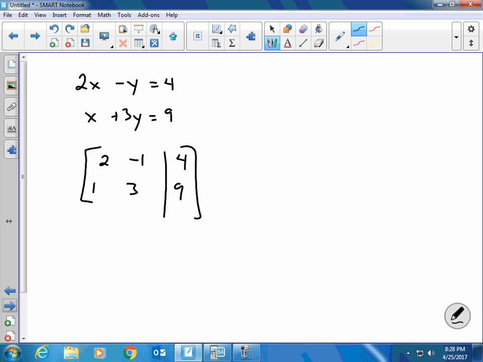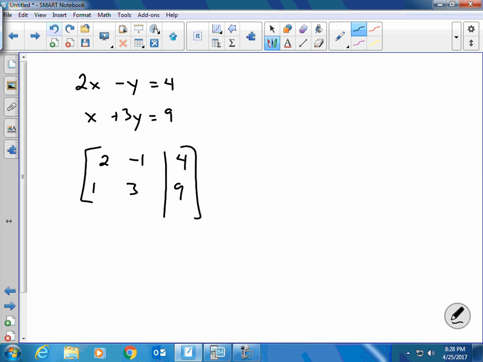Now, I need to make the first row, first column a 1. I need to make this number right here a 1. Let me show you a trick.